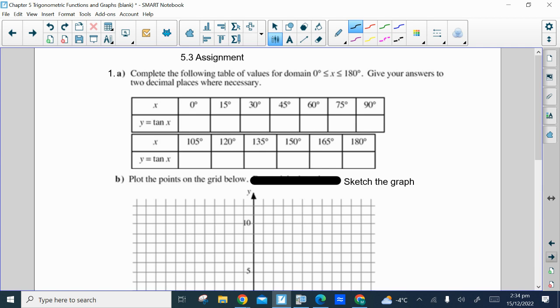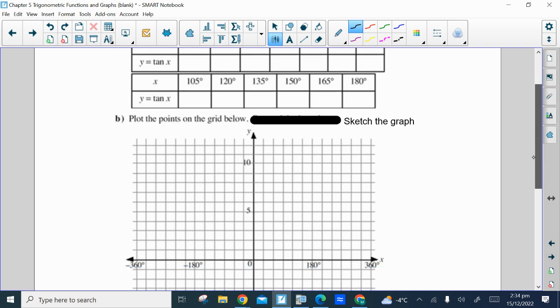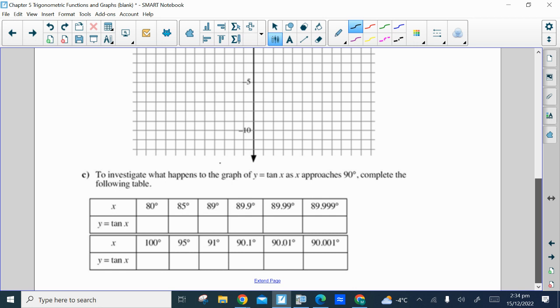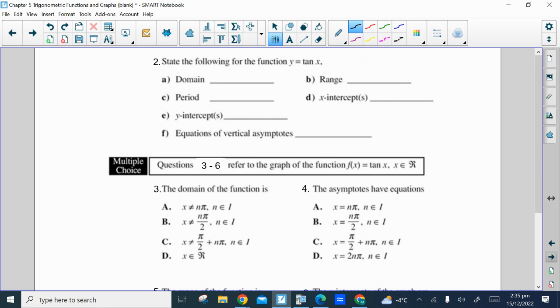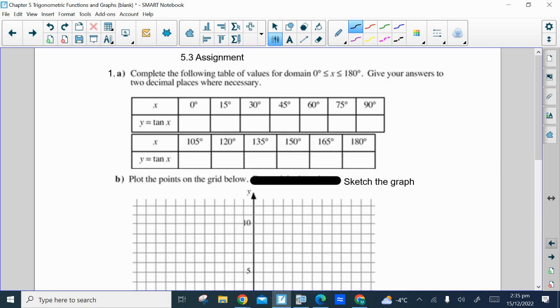So there's assignment 5.3. I'm going to post the solutions on Google Classroom so you can check your answers. And at the bottom, it says on that first page to investigate what happens to the graph of y equals tan x as x approaches 90 degrees. That's where that first vertical asymptote is. Then you're going to see why it approaches the asymptote like it does. Okay, so I will post the solutions to this to Google Classroom so you can check your answers.